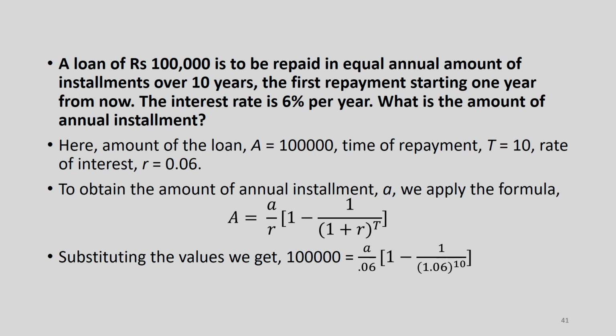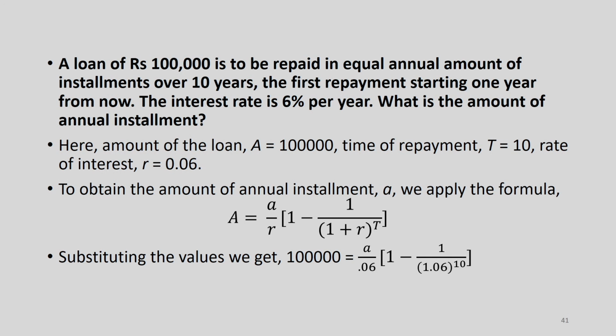Okay, this is the last sum that we will do today, and then we will call it a day. A loan of 1 lakh rupees is to be repaid in equal annual installments over 10 years, with the first repayment starting 1 year from now. The interest rate is 6% per year. What is the amount of annual installment?